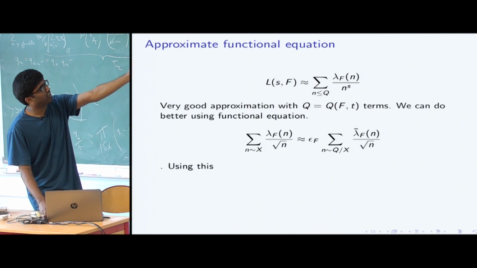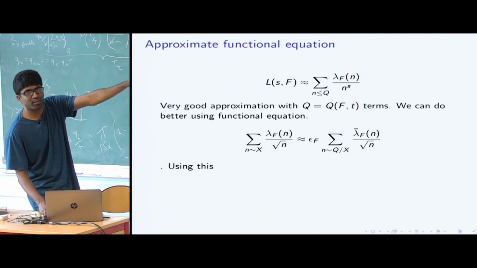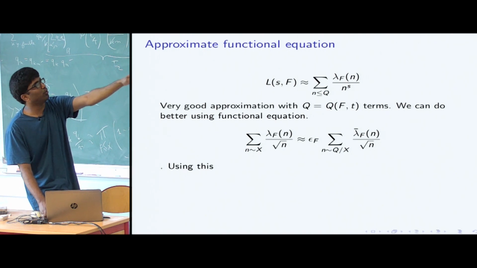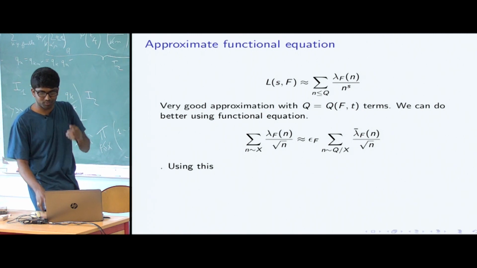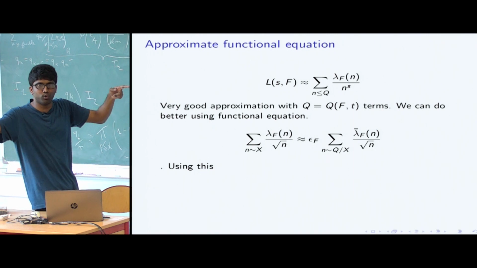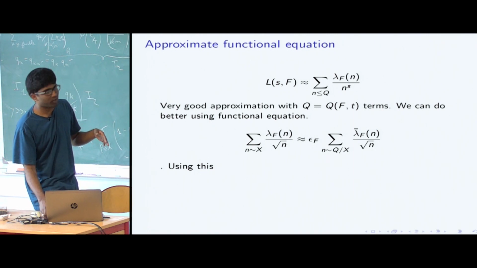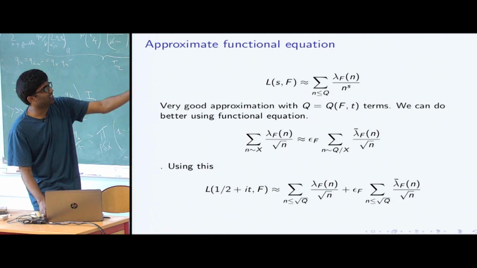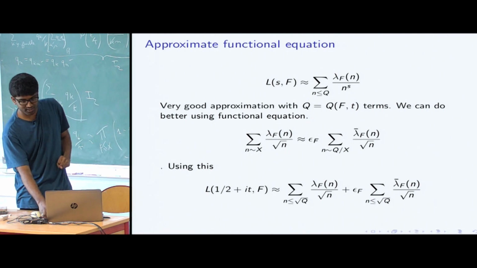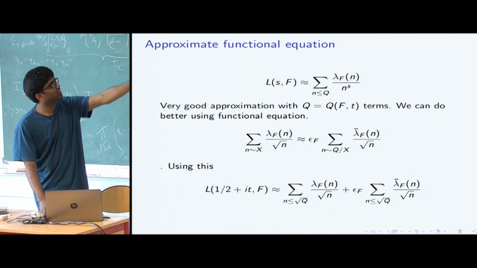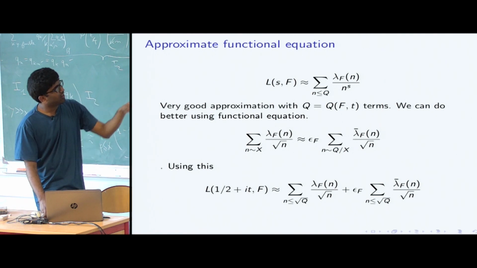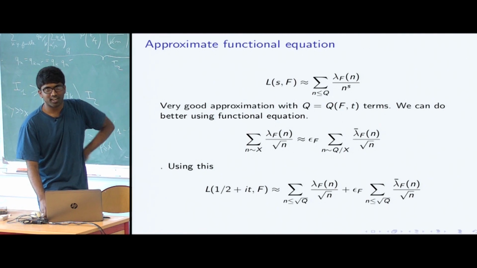We can approximate it with square root q terms by using the functional equation. The functional equation transforms sums of size x to sums of size q over x. So all the ranges can be transformed to sums of length square root q. So this L-function is approximately equal to a sum of square root q terms of this Dirichlet series.